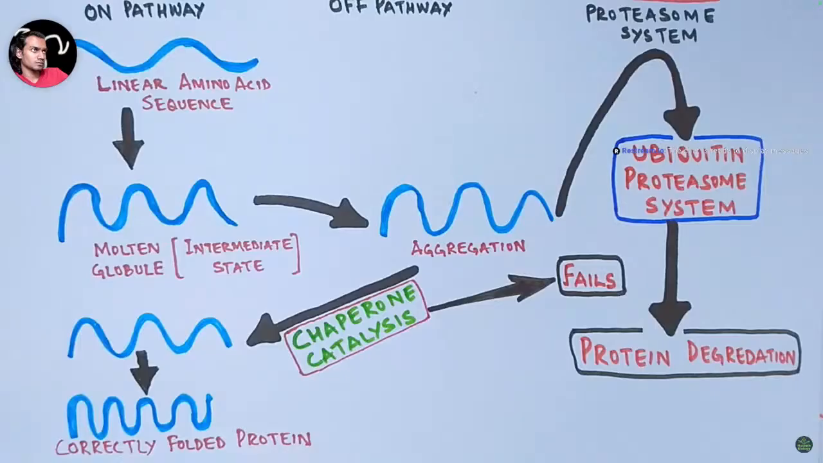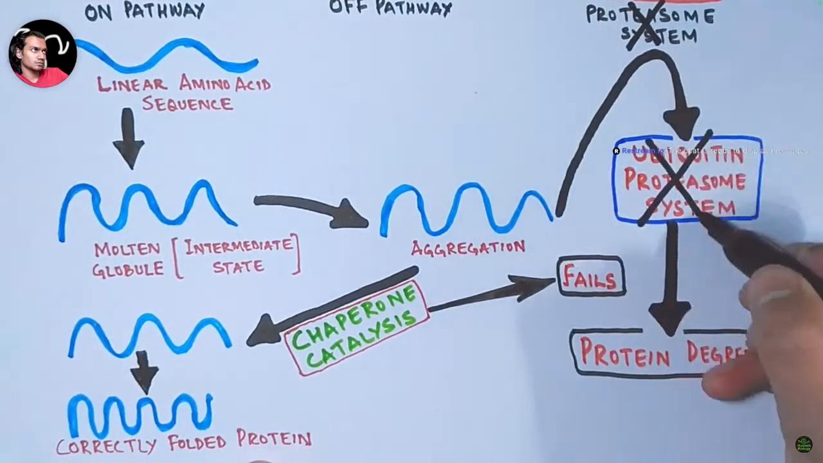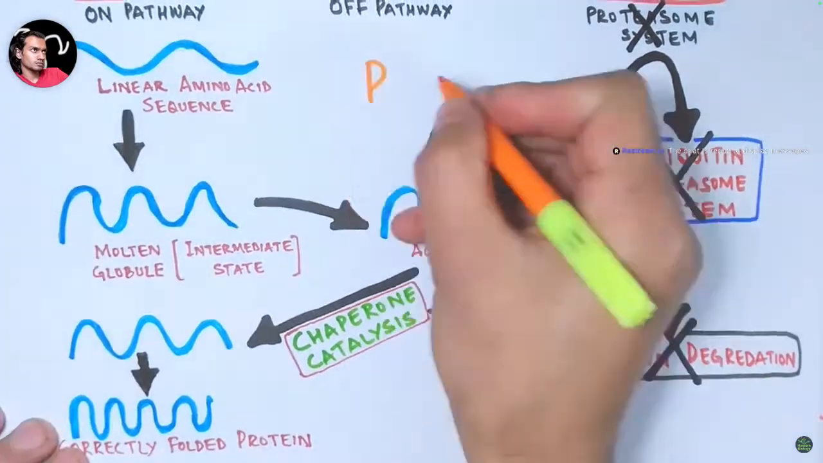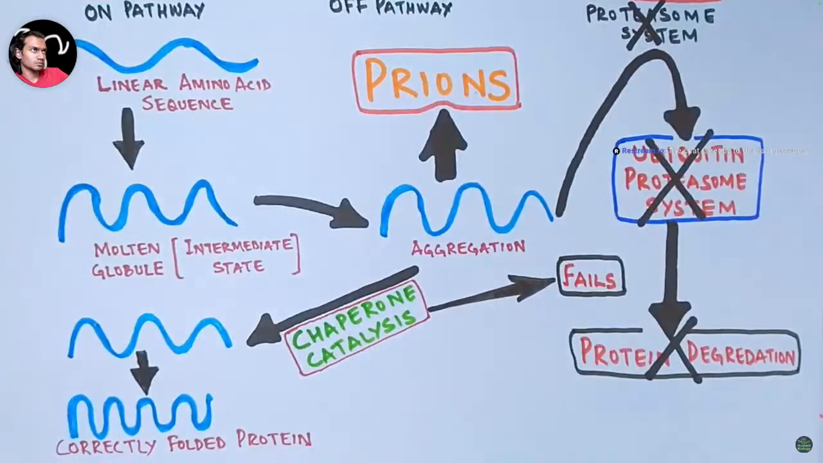And there are some aggregated proteins that resist the proteasome system for degradation. Those proteins later on become the prions that lead to several diseases.